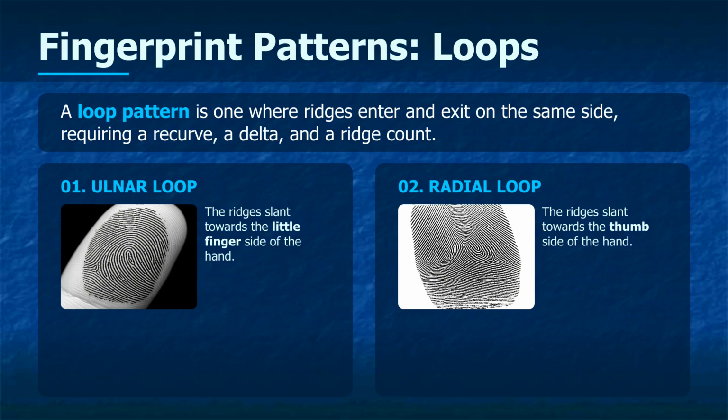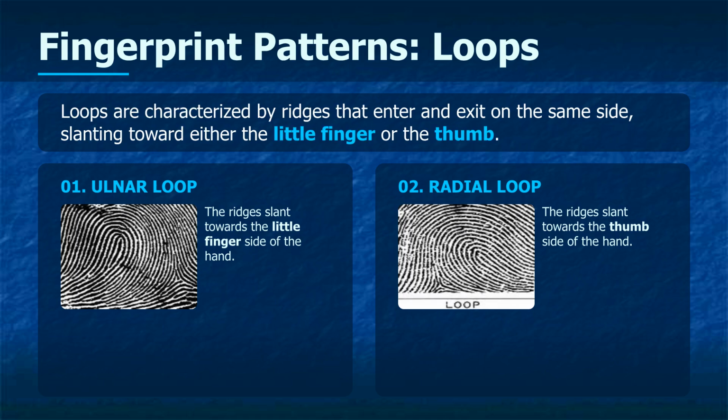Next are loop patterns, where ridges enter and exit on the same side, requiring a recurve, a delta, and a ridge count. There are ulnar loops and radial loops. Loops are defined by ridges entering and exiting on the same side. The ulnar loop's ridges slant towards the little finger side, and the radial loop's ridges slant toward the thumb side.